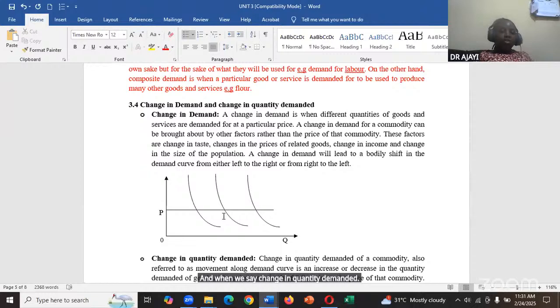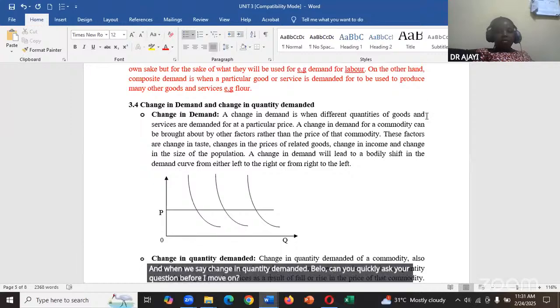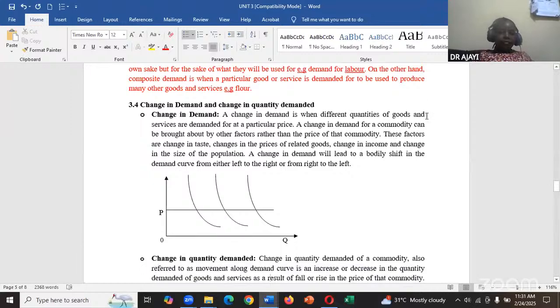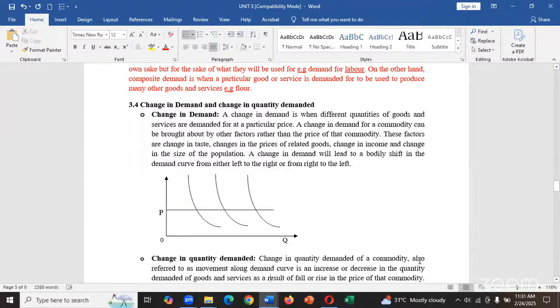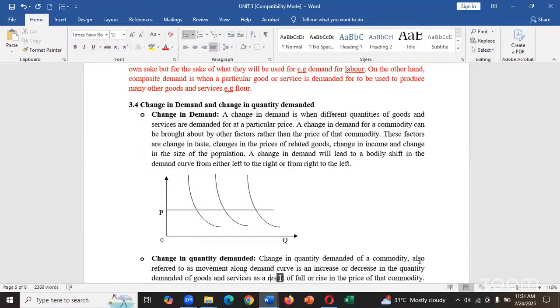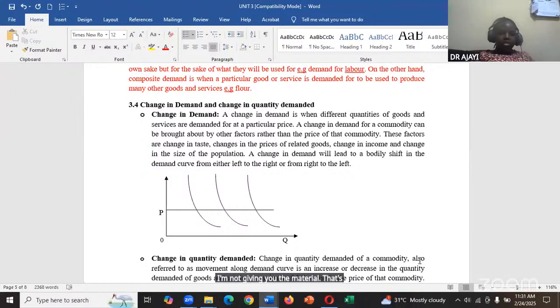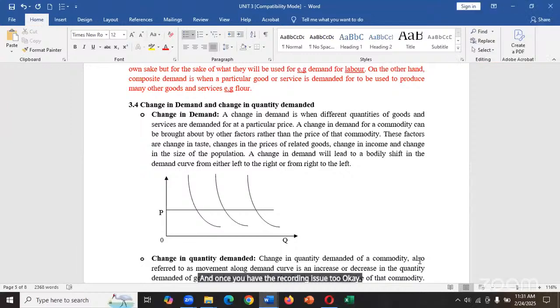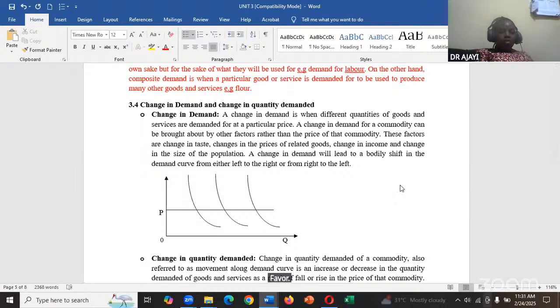Bello, can you quickly ask a question before I move on? No, ma, I don't have a question. I just wanted to ask, the material you're using, is there a way we can get it, ma? I'm not giving you the material. That's why I'm explaining it on the slide. And once you have the recording, it should do. Okay, ma. Oh, let's continue.